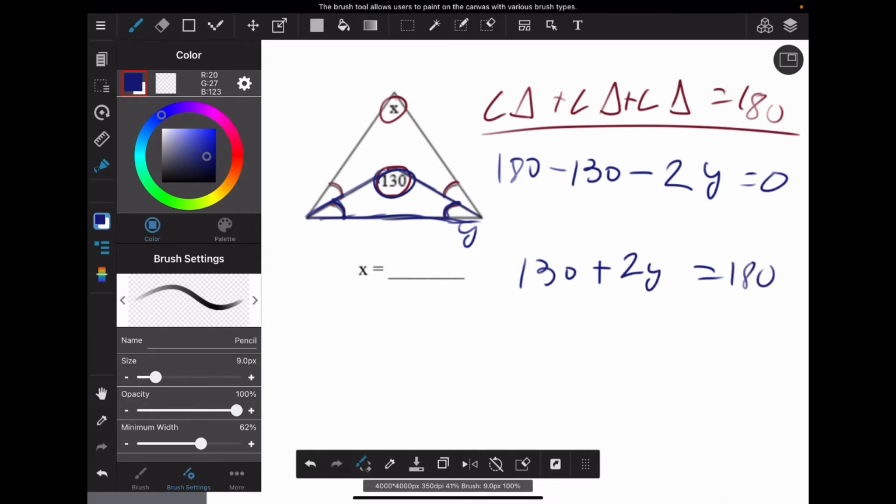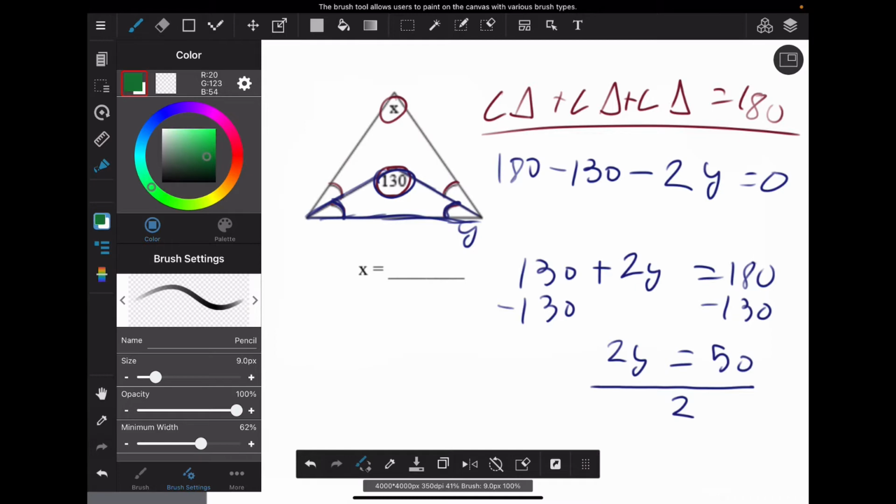So to solve this easy equation, you're going to subtract 130 from both sides, and 180 minus 130 equals 50. Divide this by 2 to get y by itself, and y equals 25. So now we know that these little angles here each equal 25, but we also know that these angles equal these angles, so these angles are also 25.